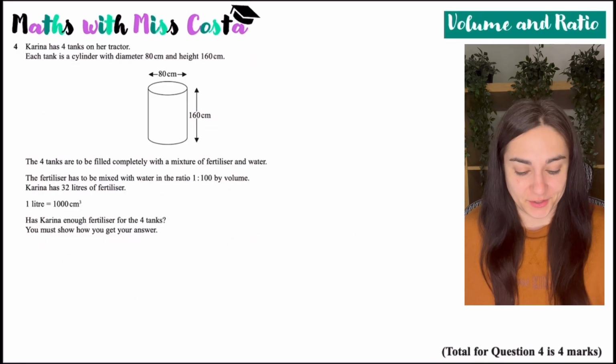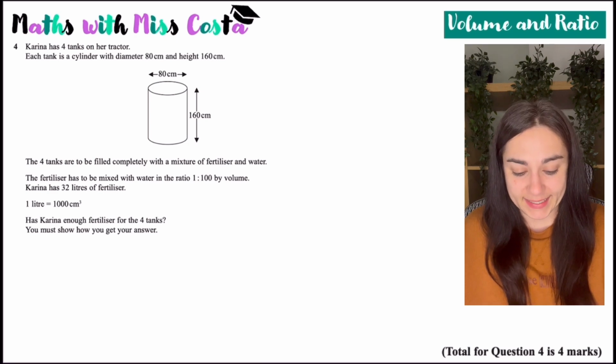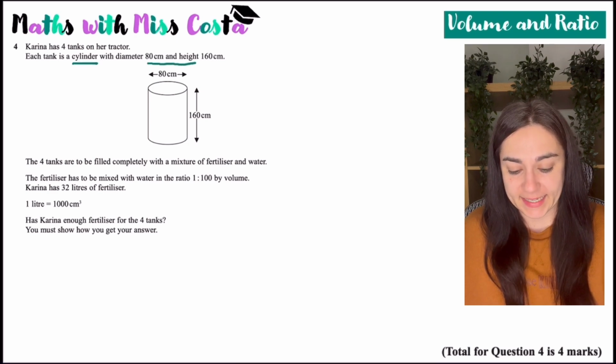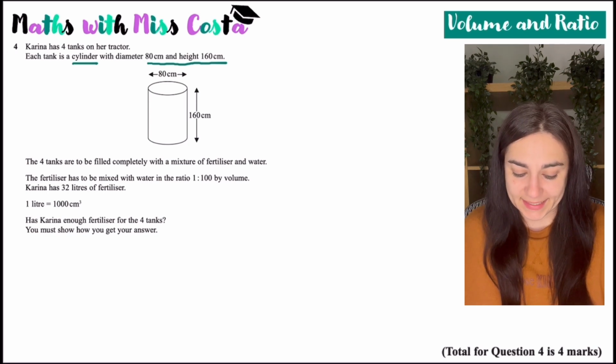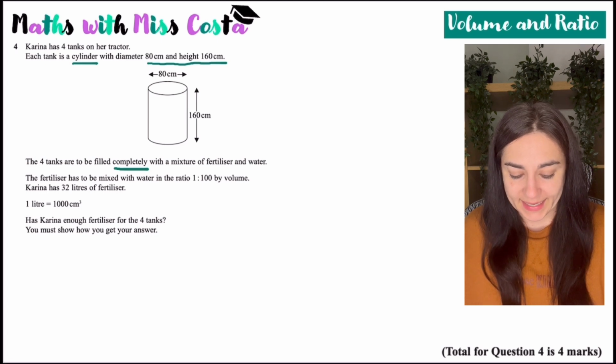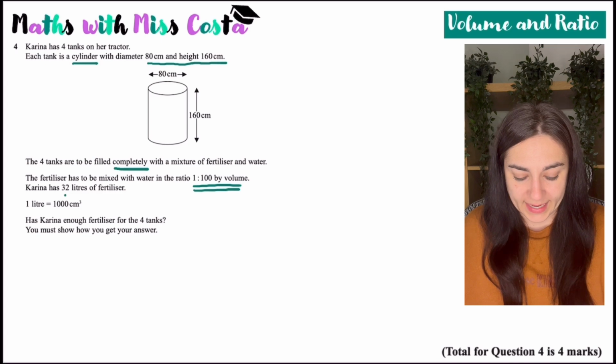Okay, so in this question, I am told that Karina has 4 tanks on her tractor, and that each tank is a cylinder with diameter 80 centimetres and height 160 centimetres. I'm told that the 4 tanks are to be filled completely with a mixture of fertiliser and water, and the fertiliser has to be mixed with water in the ratio 1 to 100 by volume. Karina has 32 litres of fertiliser, and does she have enough fertiliser for the 4 tanks?